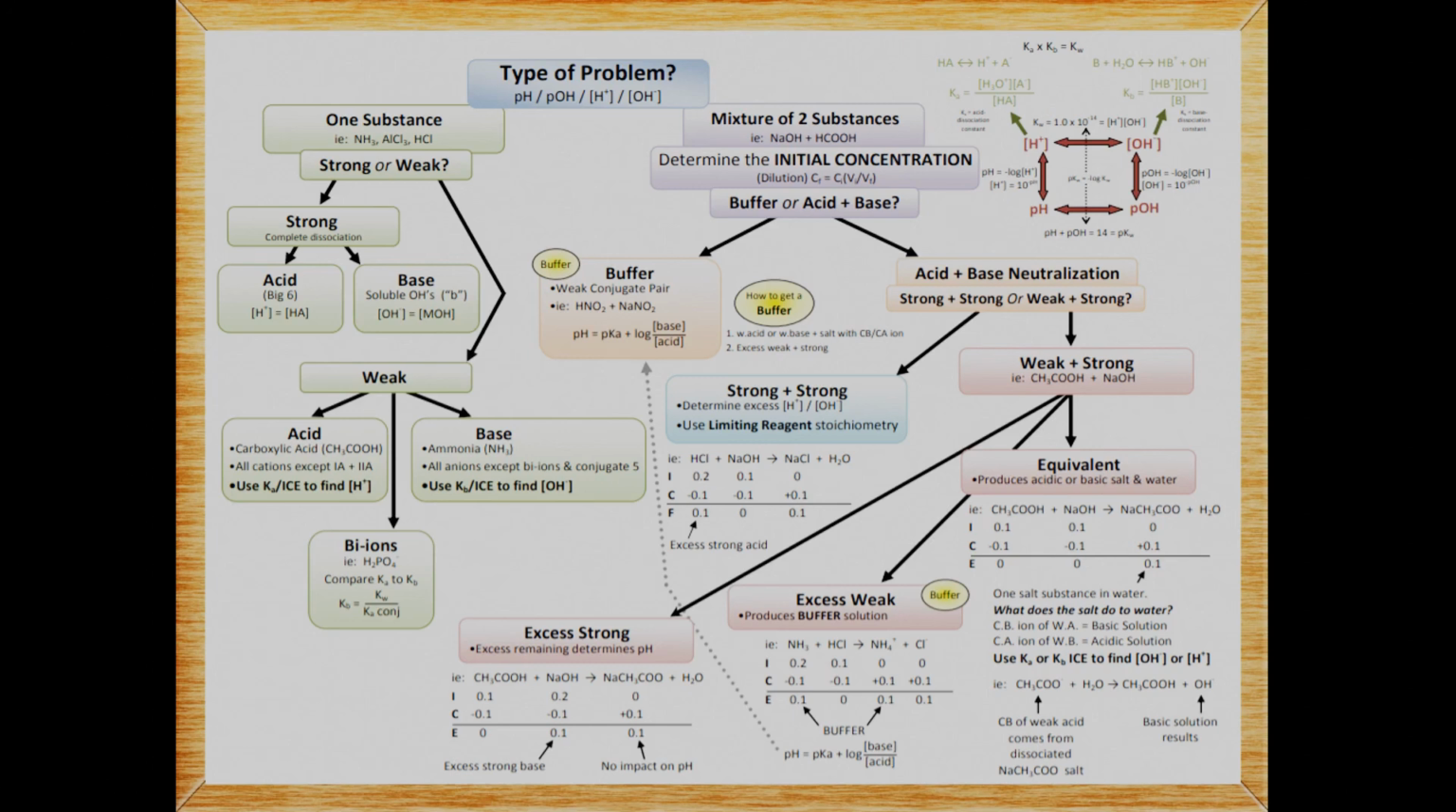If we are given a mixture of two substances, we need to determine the initial concentrations with a dilution factor. If it is a buffer, we can use the Henderson-Hasselbalch equation. If it is an acid and a base, we need to neutralize them, and know whether it is a strong and a strong or a weak and a strong. For a strong and a strong, we would make an ICF box to determine the concentration values at this point. If it is a weak and a strong, there are three different scenarios. We could have excess strong, we could have excess weak, which means we can use the buffer equation, or we could have equivalent quantities of acid and base. If we have equivalent quantities of acid and base, then we need to know what the salt does in water, and we may have to use a Ka or Kb ICE box to find the concentration of hydronium or hydroxide.